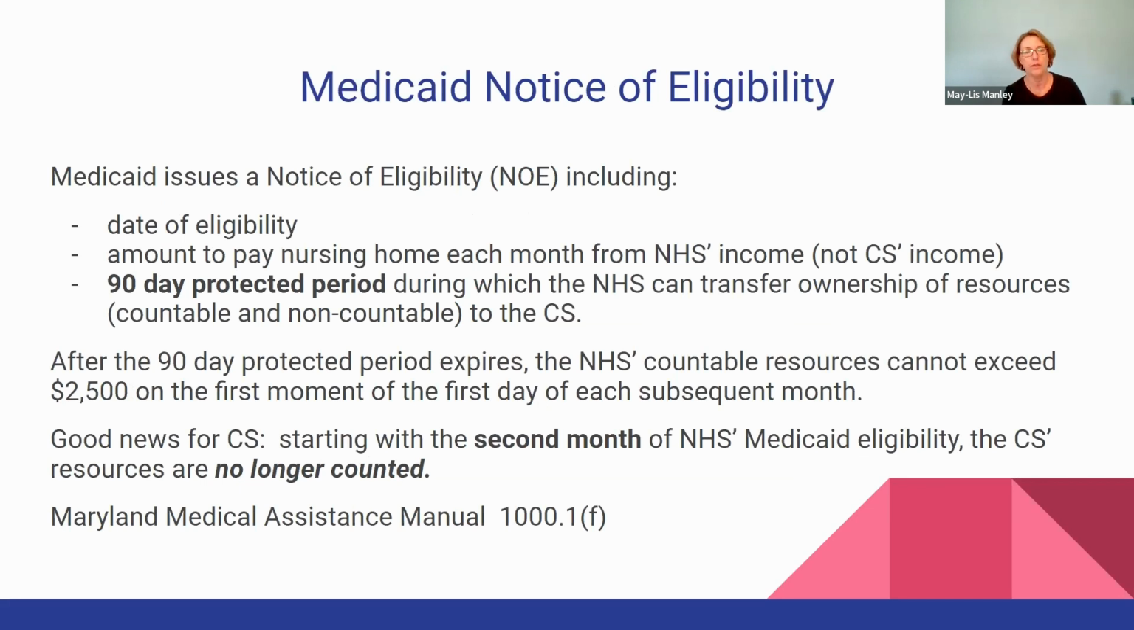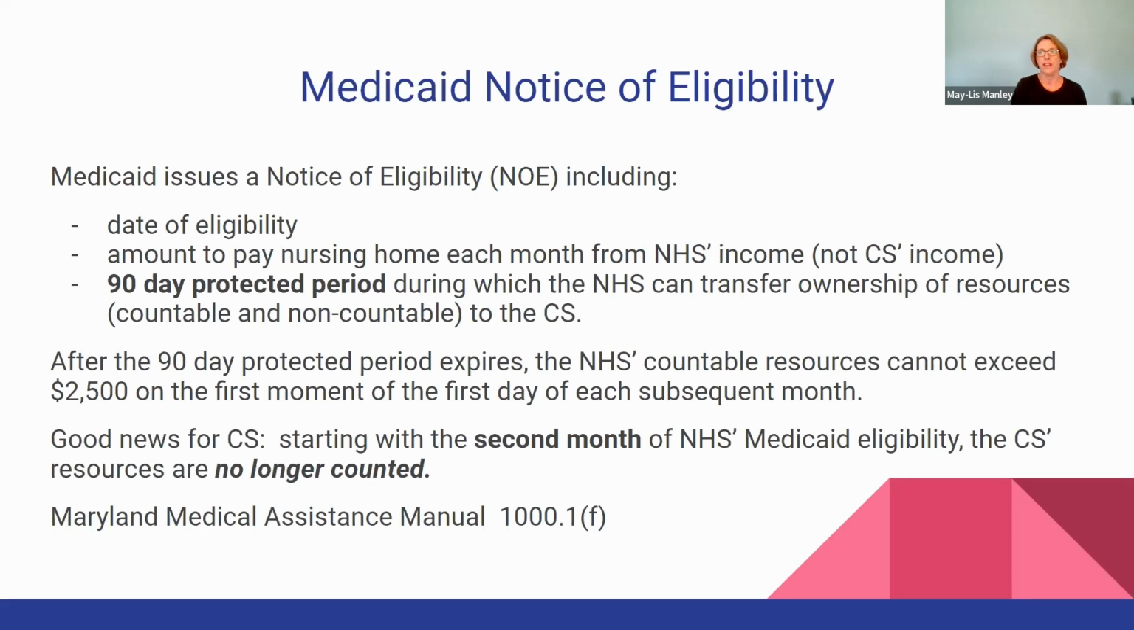So the couple spends it down appropriately, and they submit a Medicaid application, and we fast forward. Medicaid issues a notice of eligibility. And the notice of eligibility usually includes the date of eligibility, the amount to pay the nursing home each month from the nursing home spouse's income. Community spouse always gets to keep their income, never has to be used to pay the nursing home.